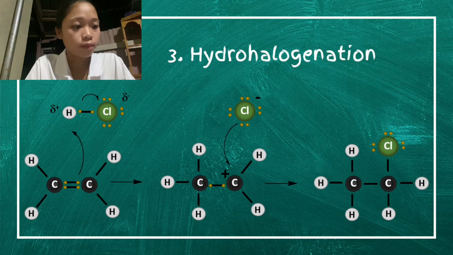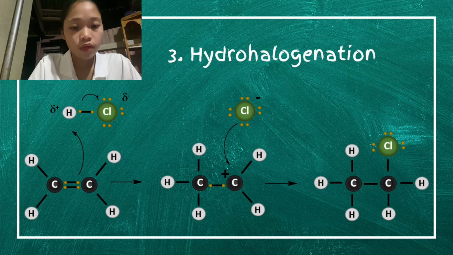So we have an example here, an ethene and a hydrochlorine, or the HCl. So the double bond of this alkene is going to be broken, and then one of the carbons from the broken double bond grabs the hydrogen from the HCl, and the other carbon from the broken double bond will grab the chlorine from the HCl.